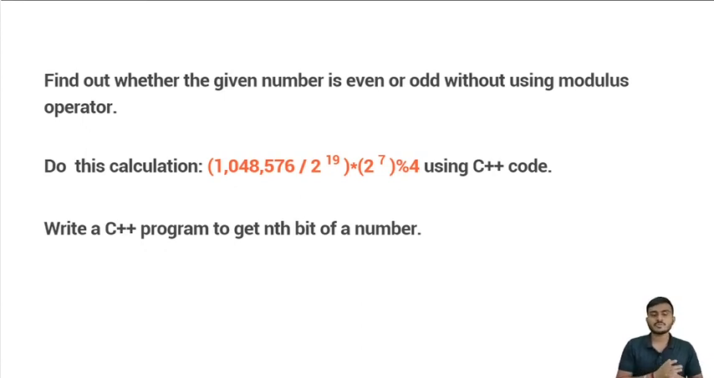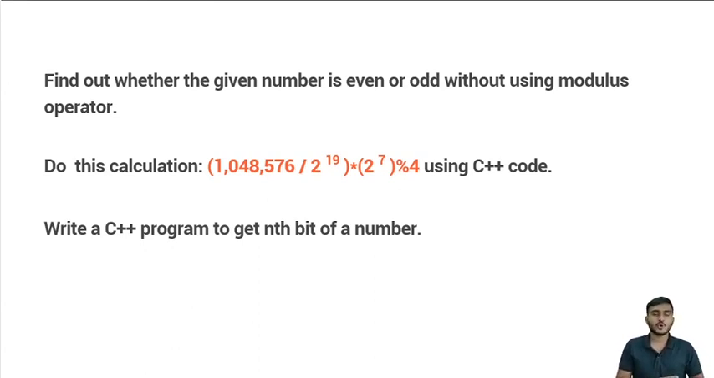The first problem statement is: find out whether the given number is even or odd without using the modulus operator. In the next statement we have to do a simple mathematical calculation. There is one simple expression given, and we just have to calculate it, so we have to find its value or its answer. In the third problem statement, we have to write a C++ code to get the nth bit of a given number.